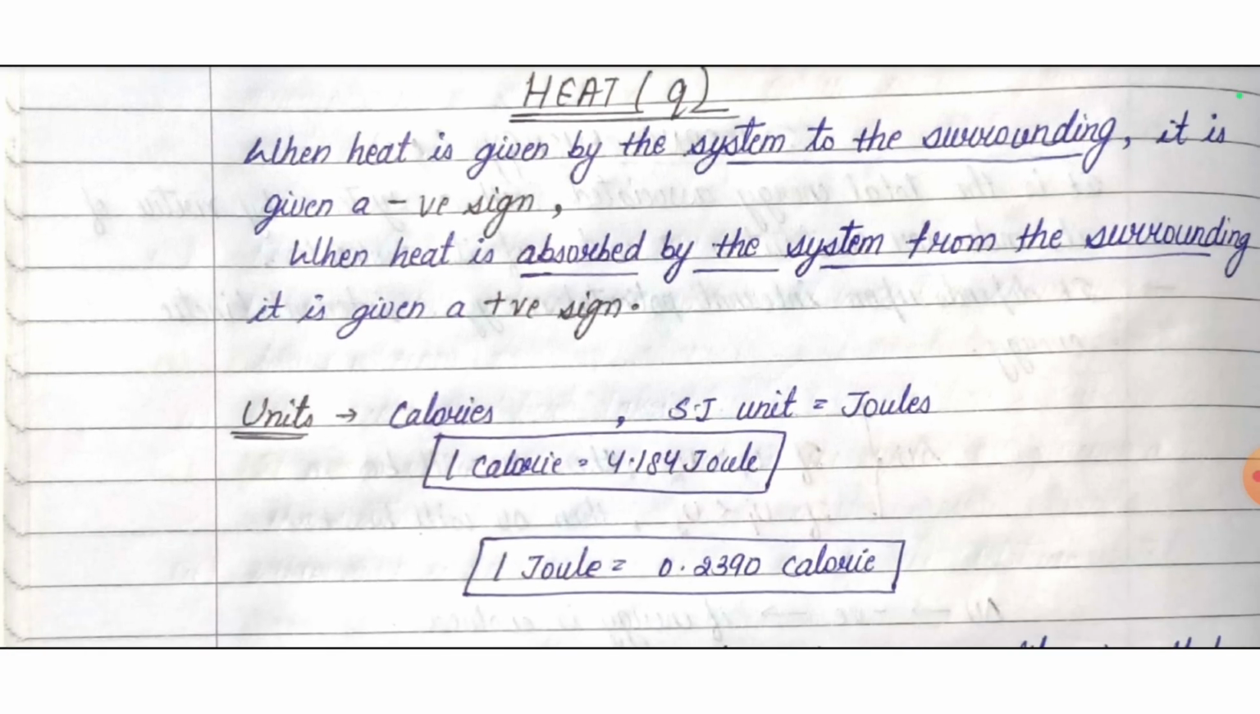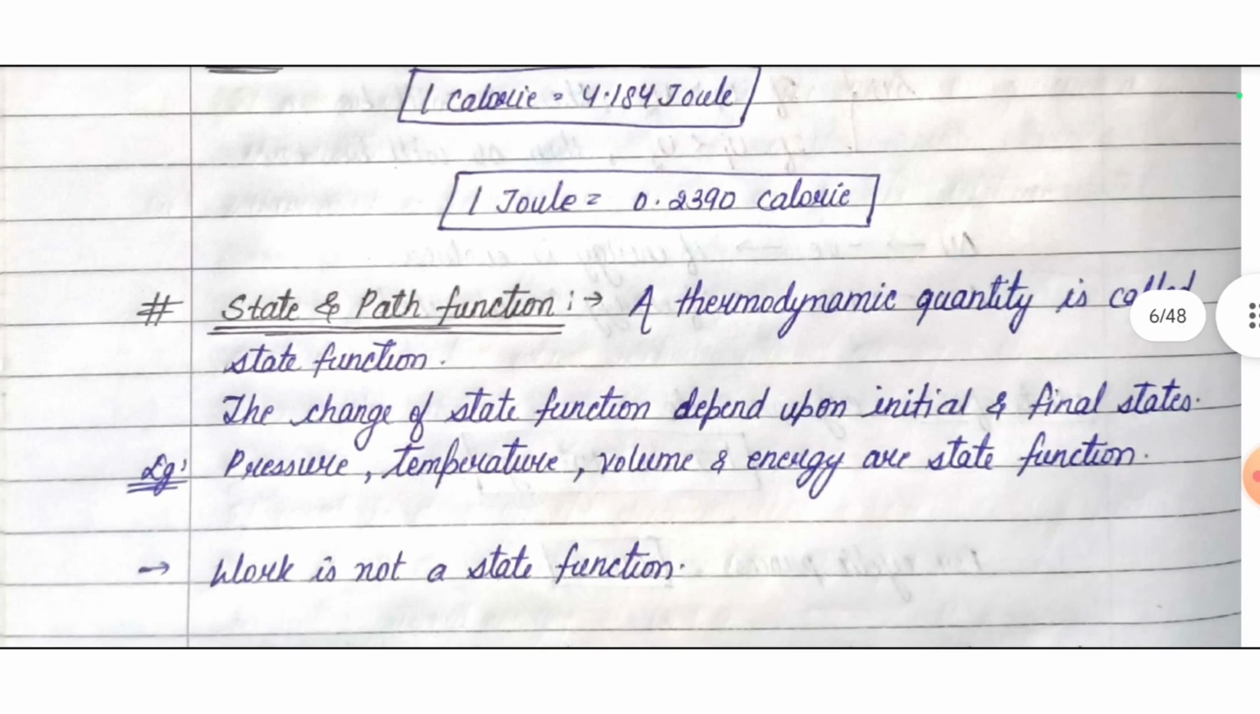Heat, Q. When heat is given by the system to the surroundings, it is given a negative sign. When heat is absorbed by the system from the surroundings, it is given a positive sign. Units: calories; SI unit joule. 1 calorie equals 4.184 joule.